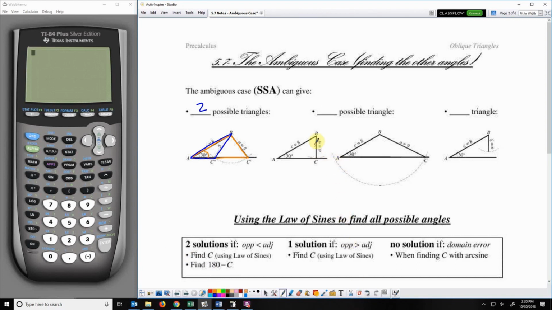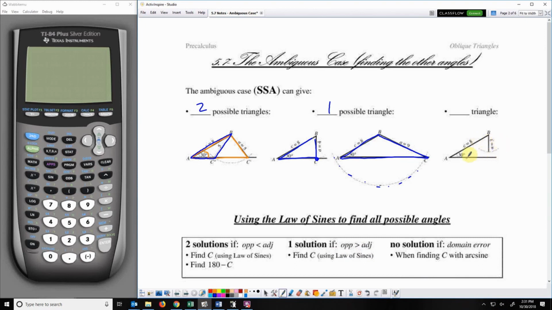Here, I've got 8, 4, and 30. And this 4, if I swing it around, it's only ever going to touch that third side one time. And here, with the 8, 9, and 30, if I swing that around, it's not going to touch that third side again. So there's only one possible triangle for these two cases.